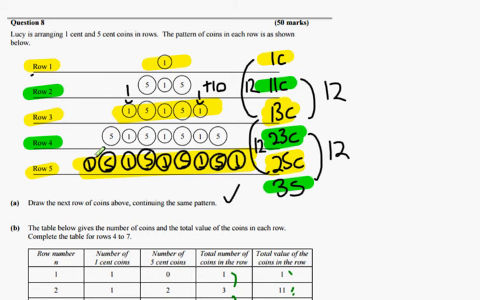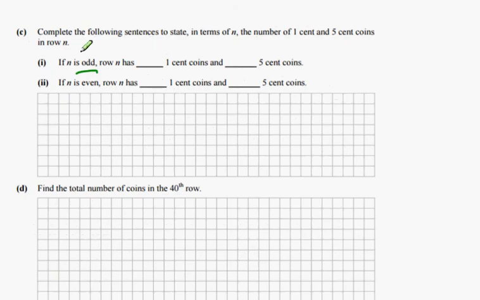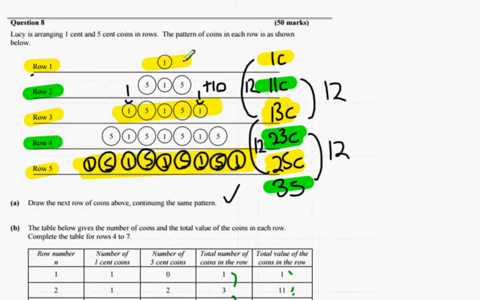So, let me see. If n is odd, so n is an odd number, look at the last one: n 1 cent coins and n minus 1 5-cent coins. Okay. Row 5. Let's look at row 5 really carefully.